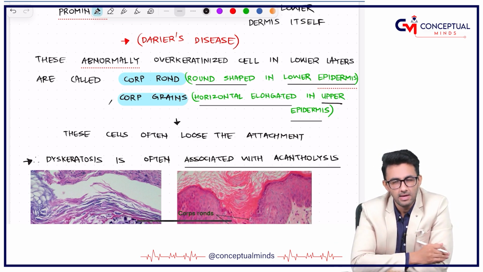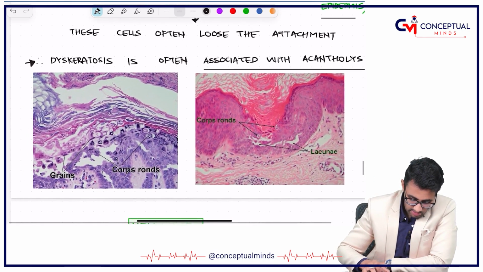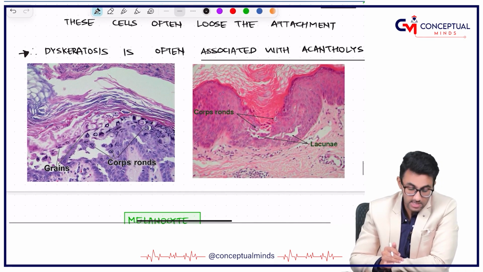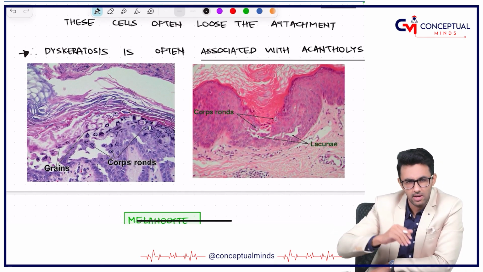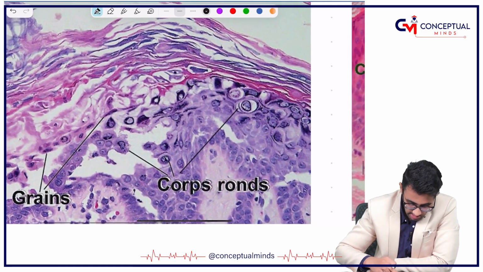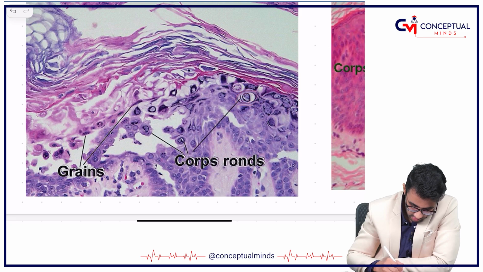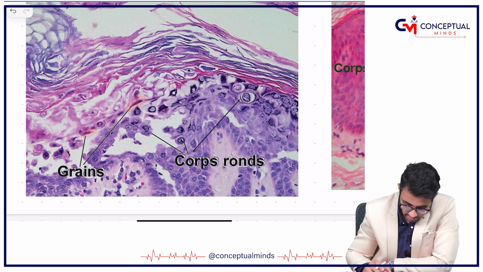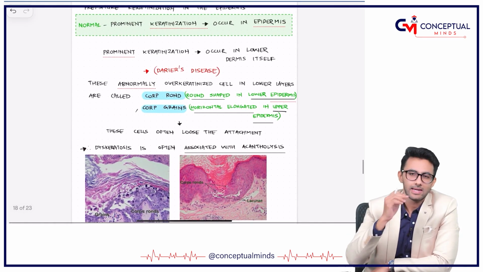Now let us go to the two things we just mentioned, corps grains and corps ronds. Grains were horizontally elongated cells and corps ronds were the circular cells we can see over here. This is the corps ronds right here, and these flat cells are the corps grains. That is the end for the keratinocyte.